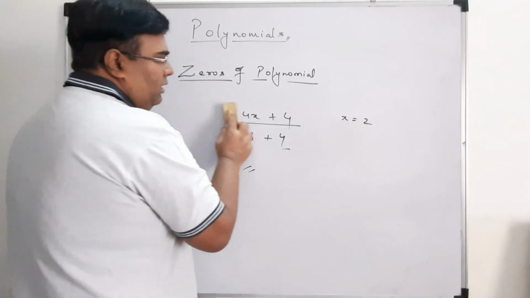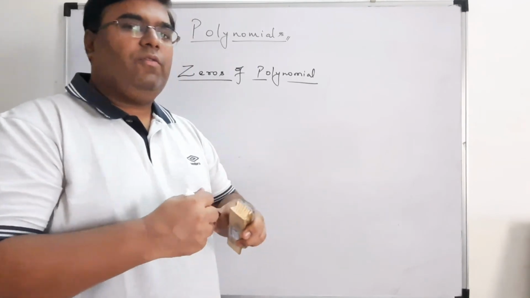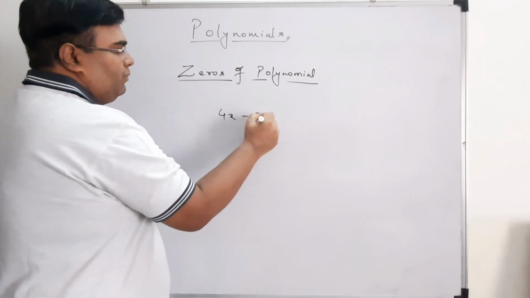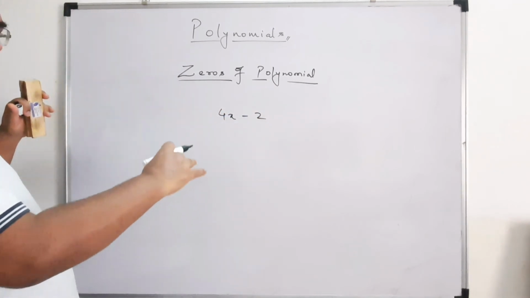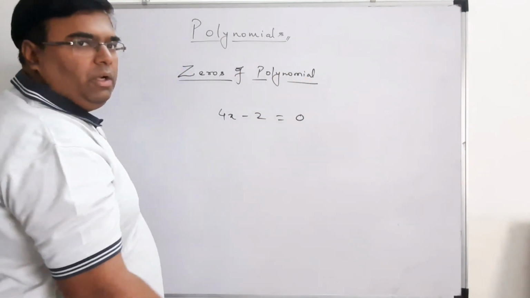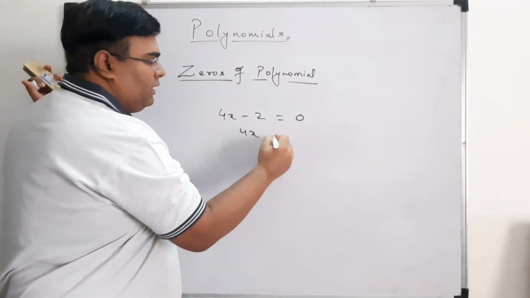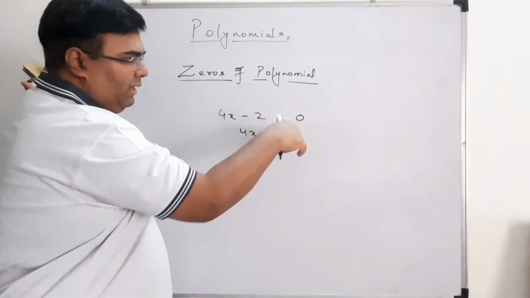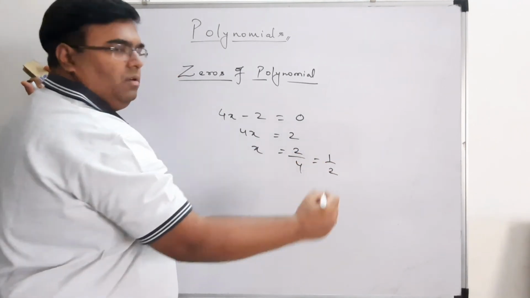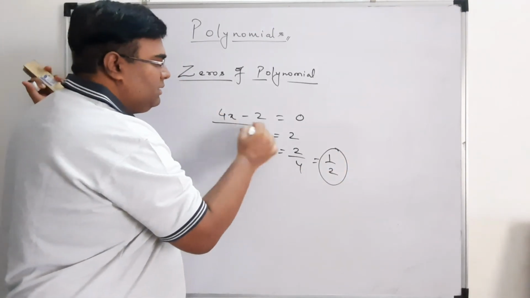And sometimes you can be asked to find the zeros of polynomial. How would you find it? Suppose the expression is like 4x minus 2. You need to find the zeros of this polynomial. The method is you just equate it to 0 and solve the equation. So what will happen? This 4x will become what? 2. 2 will get there. X is equal to 2 upon 4, which is 1 by 2. So this 1 by 2 is my zeros of this polynomial.